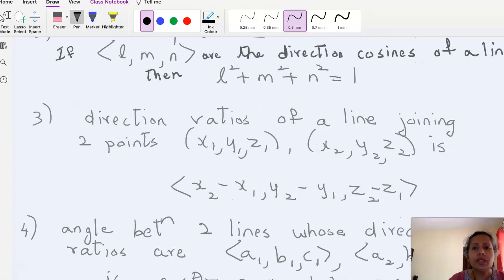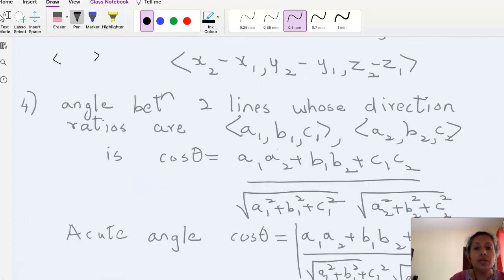Next property: direction ratios of a line joining two points x1, y1, z1 and x2, y2, z2 is found by taking the difference between both. Either you write x2 minus x1, y2 minus y1, z2 minus z1, or x1 minus x2, y1 minus y2, z1 minus z2. Either you separate it with commas, or you separate it with commas and include these pointed brackets. This is a point you need to remember.